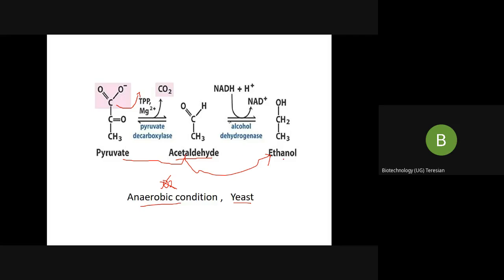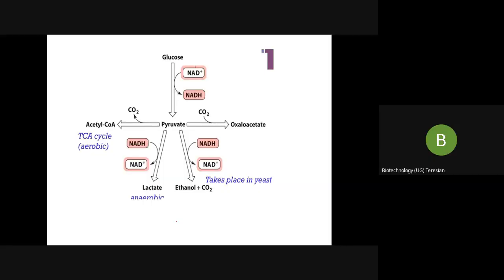So what did we get? We got ethanol and we also got carbon dioxide. The conversion of acetaldehyde to ethanol is catalyzed by the enzyme alcohol dehydrogenase. So here what happens is your NADH is getting oxidized to NAD. Kindly remember this part. I shall explain it again. This is very important. So here we shall speak about the NADH.